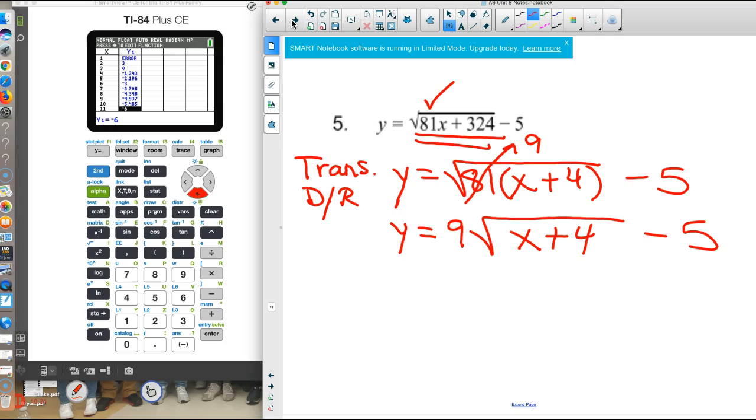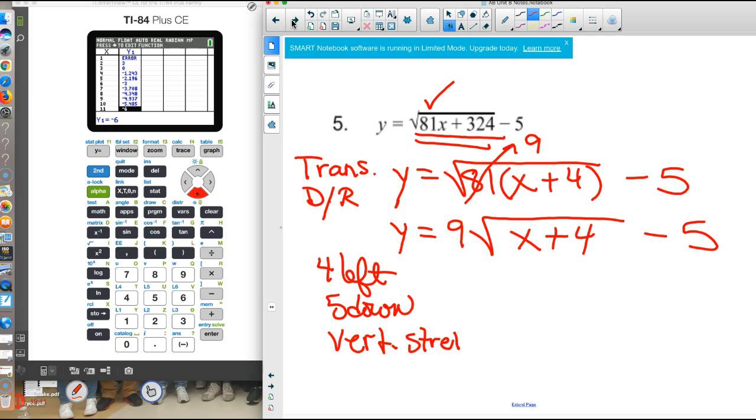It's not going to reflect, because it's not a negative 9. It's going to go to the left 4, down 5. The one that's not in the square root is like how it should be. For the negative 5, yes, it's exactly what you would not think. That's weird. 5 down, just like you said. Yep, so you're right. It's 4 left. It's 5 down. Will it stretch or compress? Super stretch. So vertical stretch.